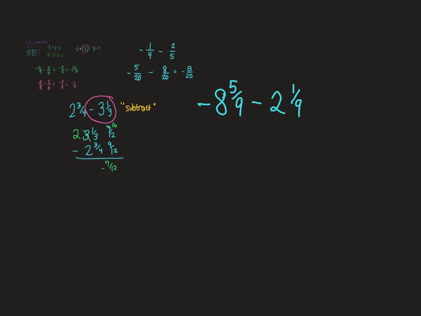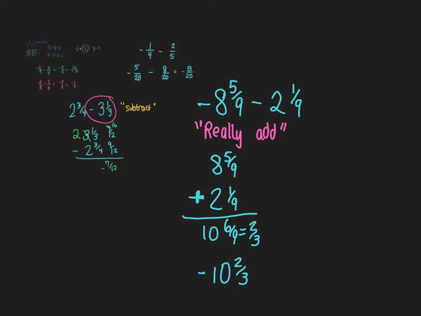All right, try this question by yourself. Negative 8 5/9 minus 2 1/9. My hint is going to be, you have to ask yourself the really question. Am I really adding or really subtracting? Then think bigger. All right, good luck. Pause the video.